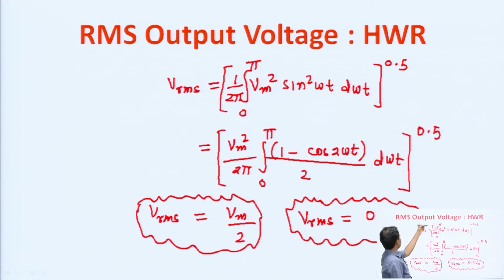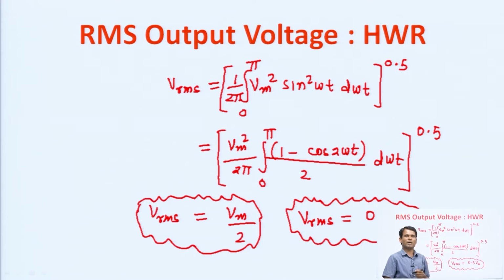Now, the RMS output voltage. For RMS voltage we take the limit 0 to pi and divide by 2 pi, Vm square sin square omega t d omega t. Now, sin square omega t, why do we square it? Because if we have to calculate the RMS value of the marks of 3 students, for example 0, 90 and 80, how will we calculate the RMS value? First of all we need to calculate the average of the squares, and after that we need to take the square root.